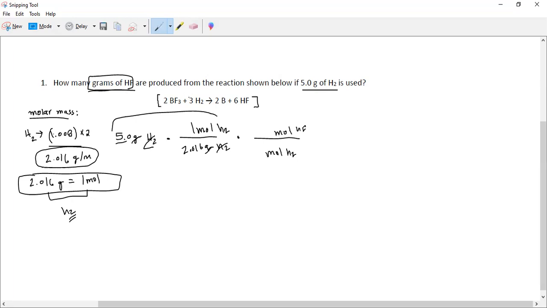And what that ratio would be is you would look at the three and say, okay, three moles, and that's what stoichiometric coefficients are in terms of. They're in terms of moles. 3 moles of H2 gives you 6 moles of hydrogen fluoride. You can extract that and say that 3 moles of H2 is equal to 6 moles of hydrogen fluoride, right?